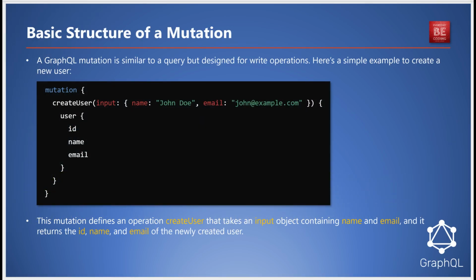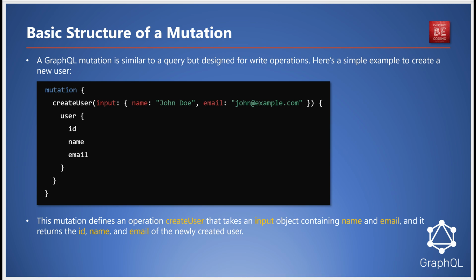Diving into the structure of a mutation, consider the task of creating a new user. A mutation is defined with a specific operation name. In this case, this operation takes an input object with fields like name and email, and it returns details of the newly created user, including their ID, name, and email. This process ensures that not only is the user created, but their information is immediately retrievable in the response.